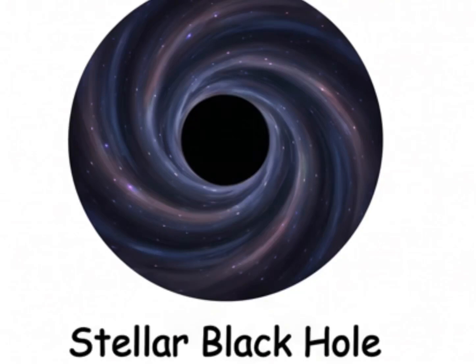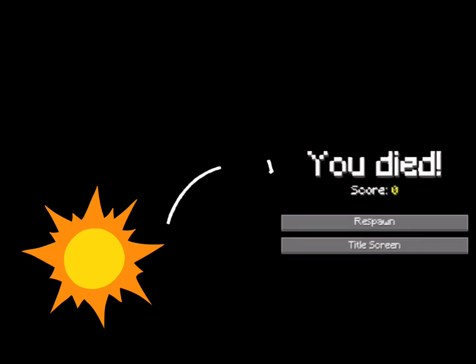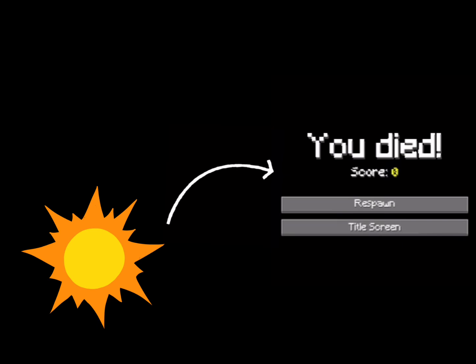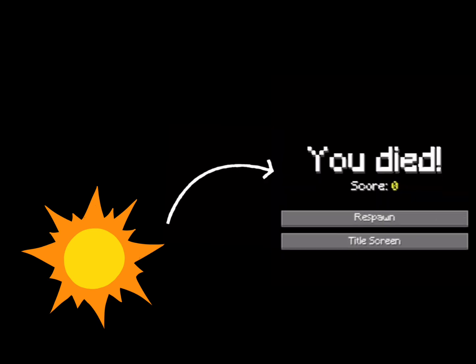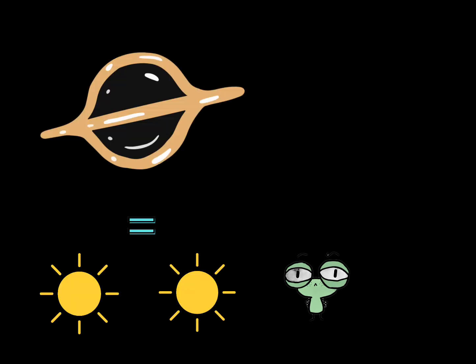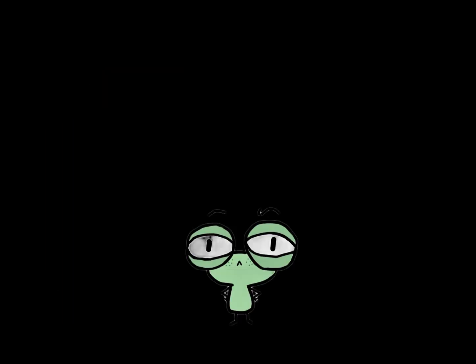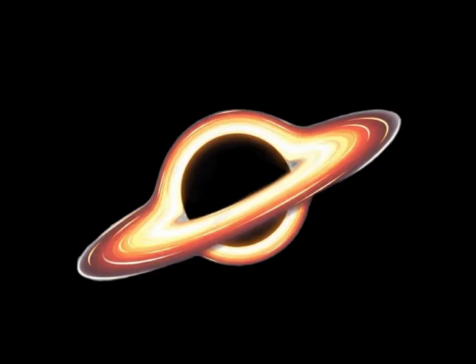Stellar black hole. A stellar black hole forms when a massive star reaches the end of its life and collapses under its own gravity. The outer layers explode in a supernova while the core compresses into an extremely dense point. It usually contains a few times the mass of our Sun and can strongly affect nearby stars by pulling in gas and dust.